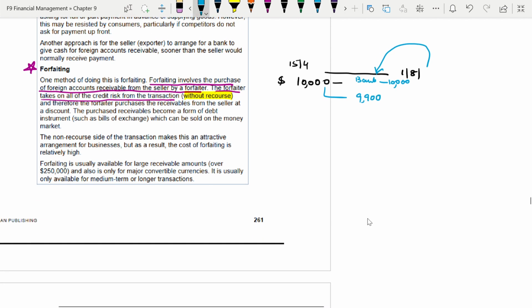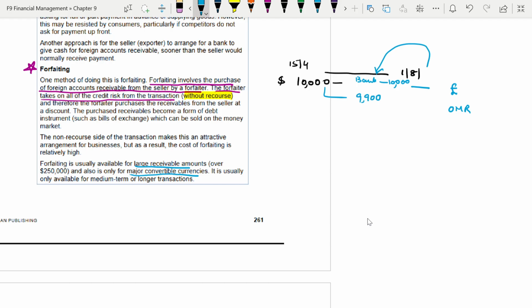Forfeiting is usually applied for large receivable amounts and in major convertible currencies. You are receiving dollars, and assume you are taking it against sterling or against Omani riyals. The difference in currency will be there. One currency will depreciate, one currency will appreciate, and then there will be a translation loss.